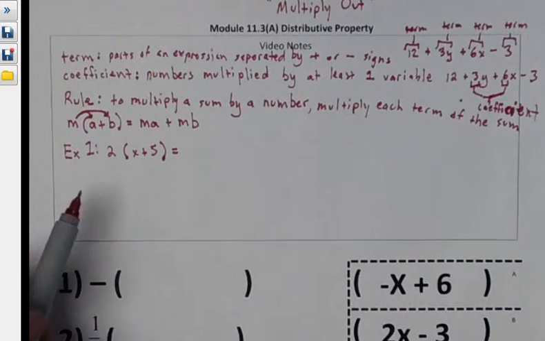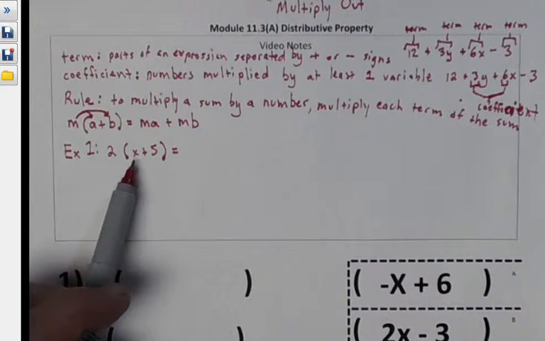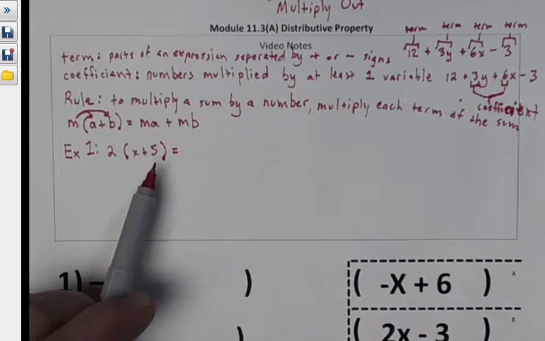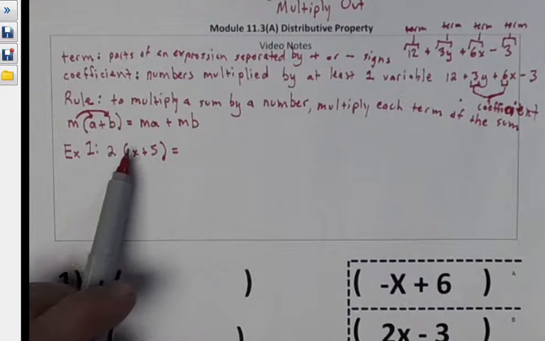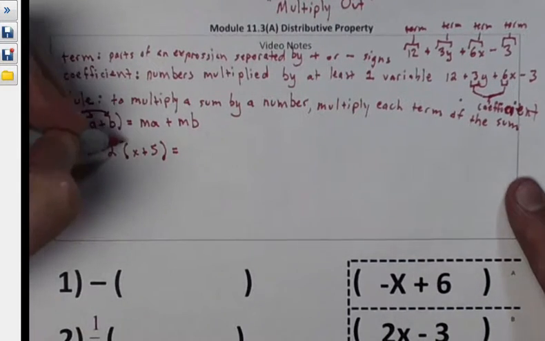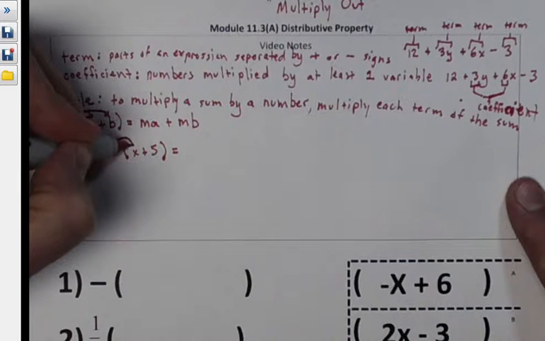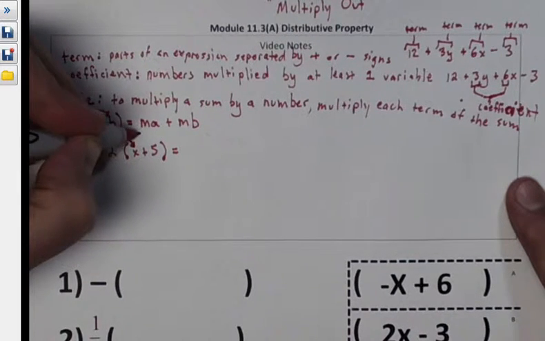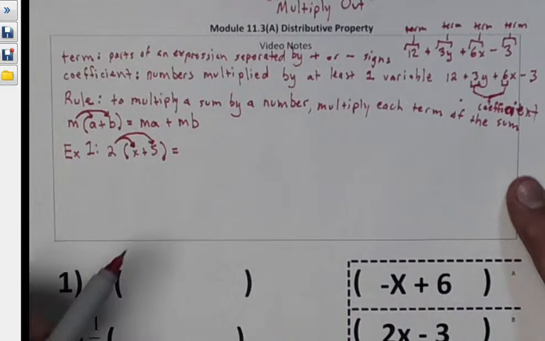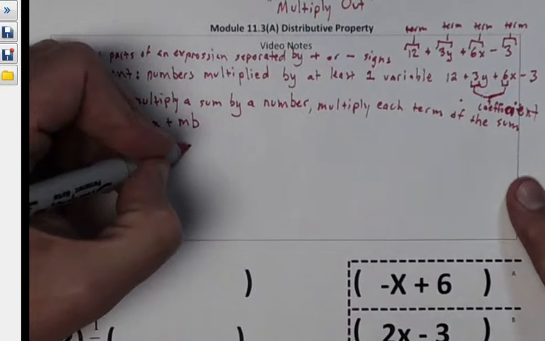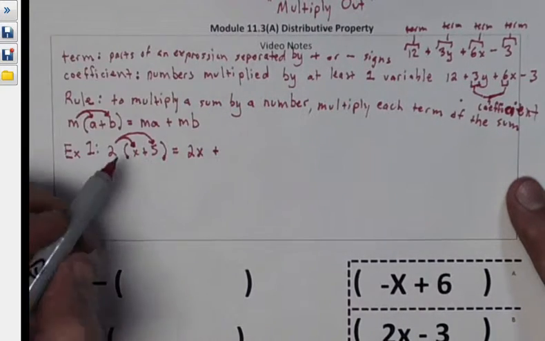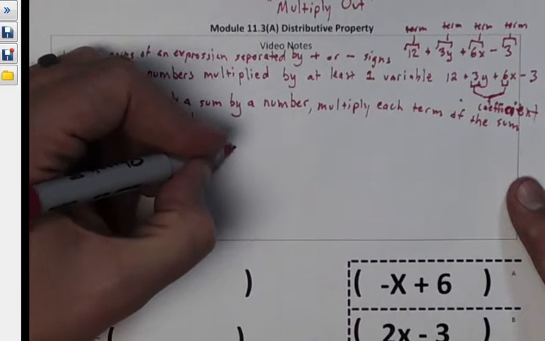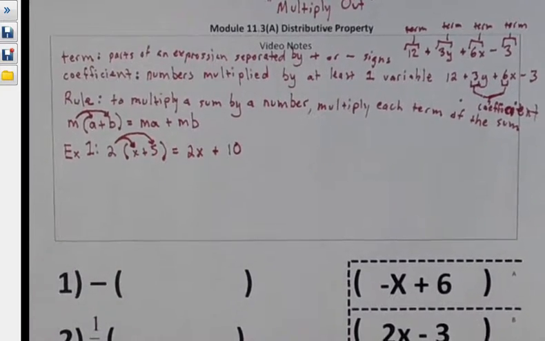Okay, first example, we have 2 times the sum of x plus 5. Okay, so in the parentheses, x is a term and 5 is a term, and 2 is a coefficient. So the rule is I'm going to multiply 2 by both the terms inside the parentheses. So what I want you to do is draw an arrow to x and an arrow to 5, reminding you you're going to multiply both of those. So 2 times x is 2x. And I transfer the plus sign. And 2 times 5 is 10. Boom, I've distributed it out. Easy peasy.